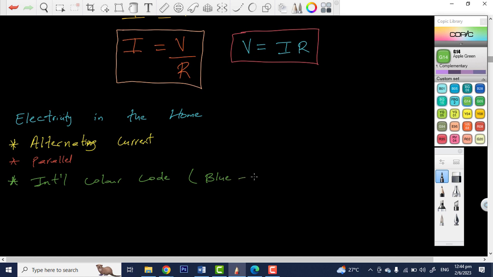We also need to know about the color code for the wires, the international color code for insulators. We use blue for neutral, brown for live, and green or yellow for the ground. So you need to know these things.